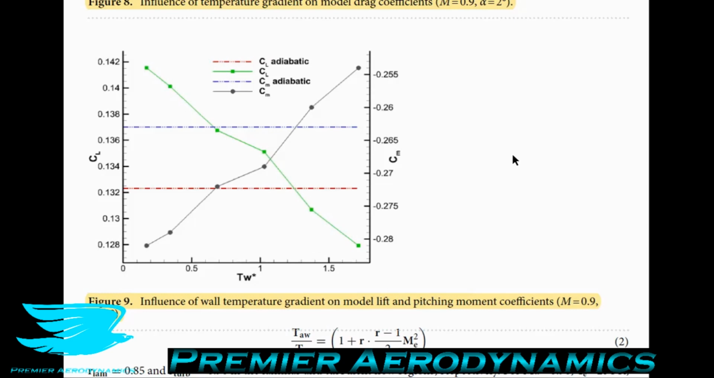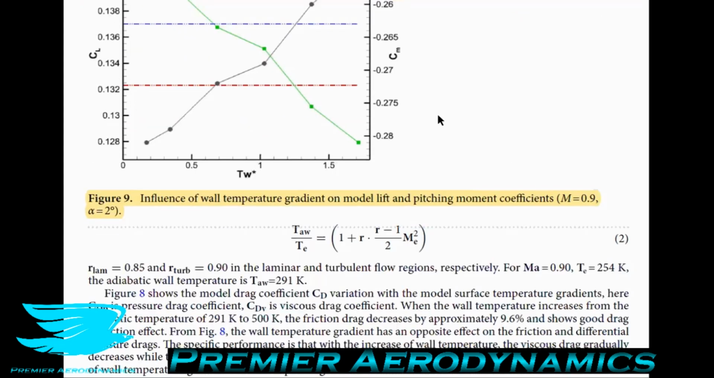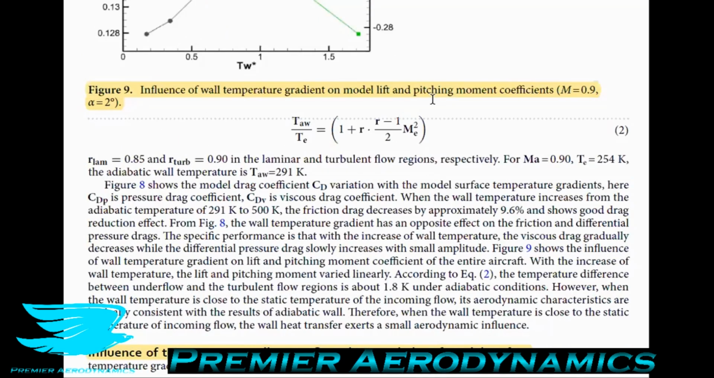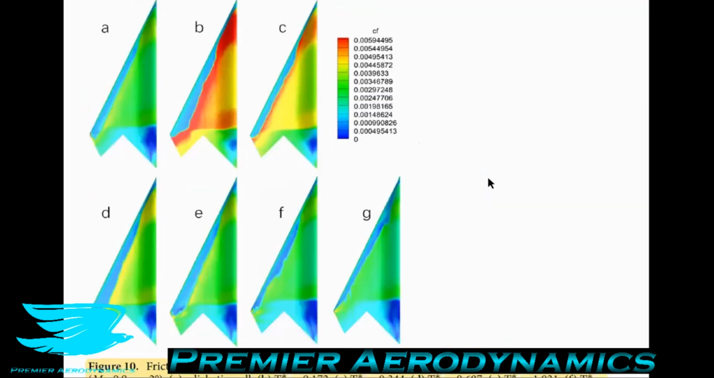Therefore, when the wall temperature is close to the static temperature of the oncoming flow, the wall heat transfer exerts a small aerodynamic influence. So in other words, as we suspected, when the heat transfer is minimal, you can't expect too much of an effect on the lift or pitching moment coefficients. That's because there's no real active flow control going on. You're not really changing anything. So that makes sense. So let's move on to figure 10, which covers the influence of the temperature gradient on flow characteristics of the model surface.